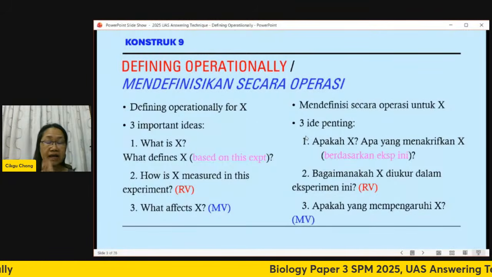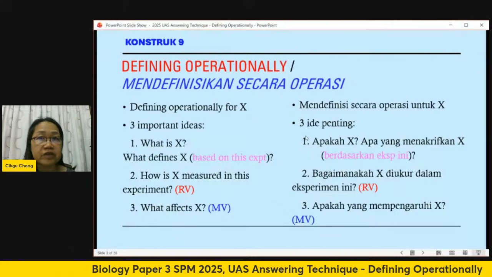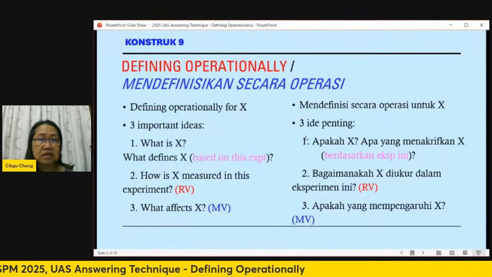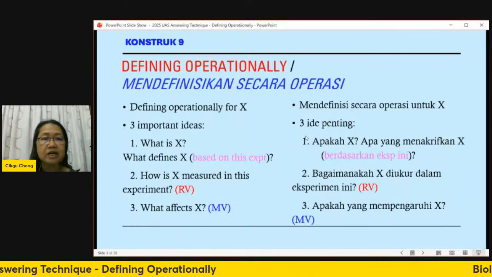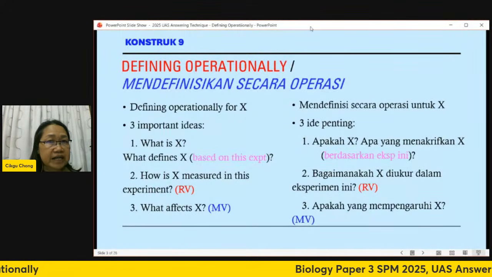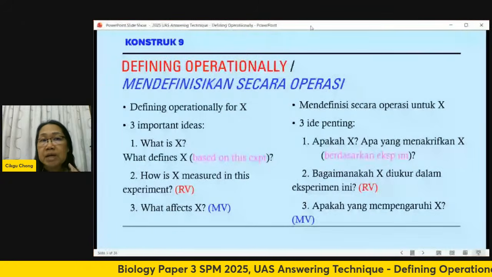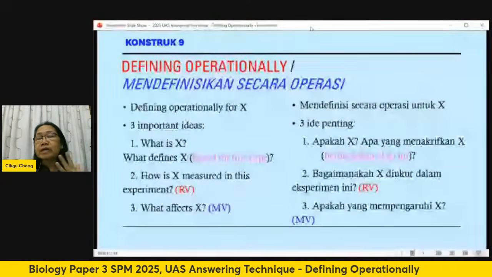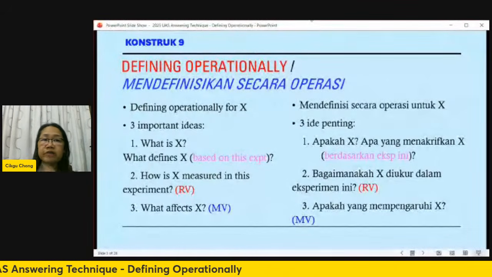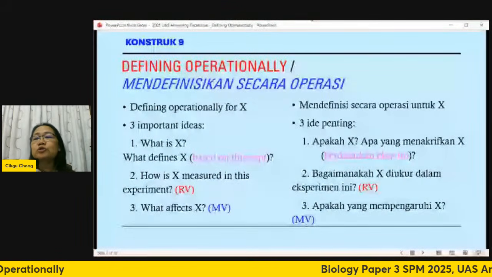And then the second point is how is it measured? That means you have to mention your RV, responding variable. Okay, and the third point is what is your MV that affects the thing you're talking about. So you have to mention the manipulated variable. If you mention all these three ideas in your defining operationally, you are very safe. Okay, now let's go through questions.